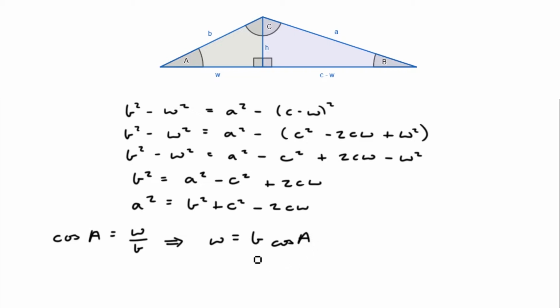If we substitute this into the expression we've just derived, we have that a squared is equal to b squared plus c squared subtract 2. Instead of w, I can write b cos A. I'll write the b first, then the c from the expression we already had, and finally cos A. This result is called the cosine rule.